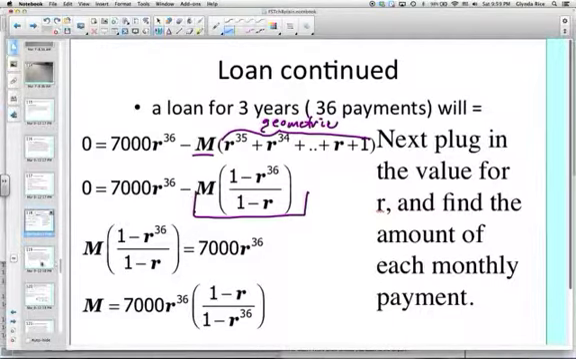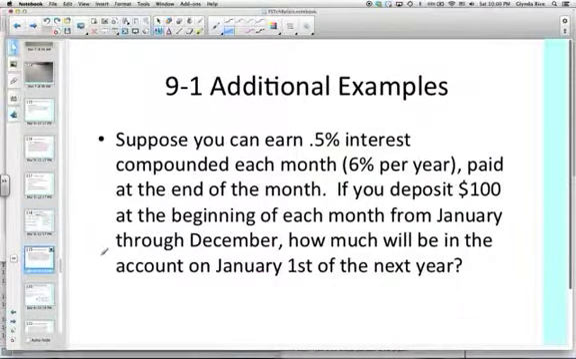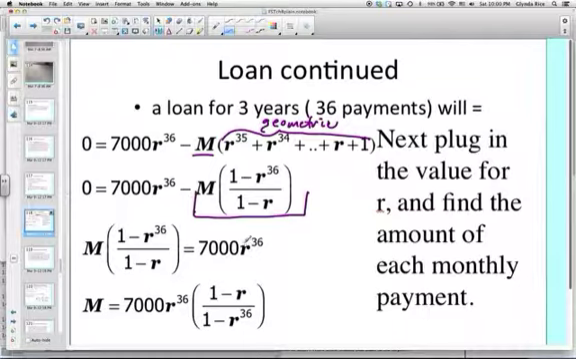Okay, let's see what's next. Oh, I think that's the only thing. So let's go back here and let's calculate this. Let's say that your interest rate is a nice 4.5%. That'd be pretty hard to get for you, but maybe it'll work out.